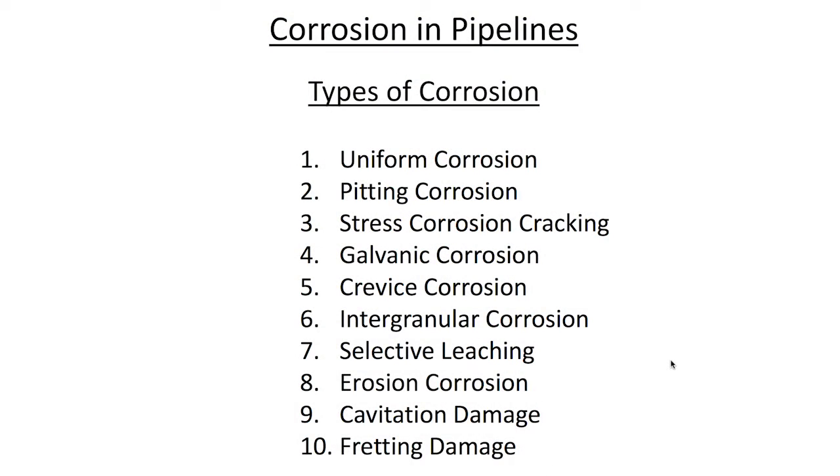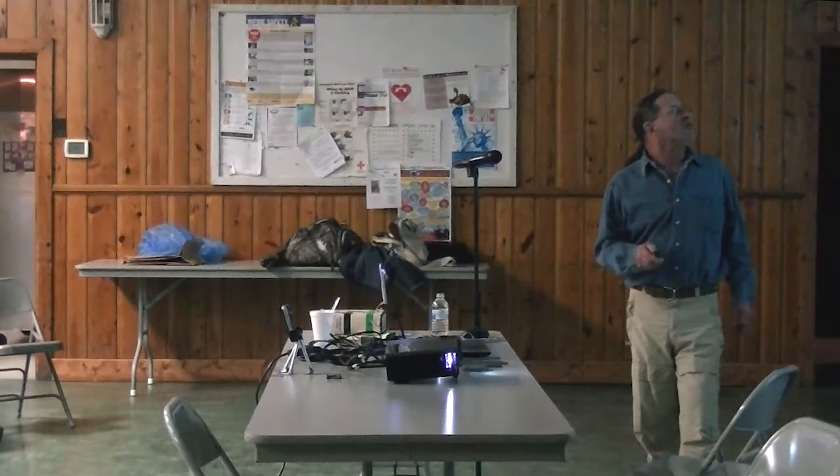Uniform corrosion doesn't happen very much. A little bit on the inside of pipes. We're not going to talk about that. Pitting corrosion. That's the big one. Steel is susceptible to pitting corrosion. We're going to talk about that a great deal, and a little bit about stress corrosion cracking. All these other ones, well, they're there too, always waiting to get you somehow.